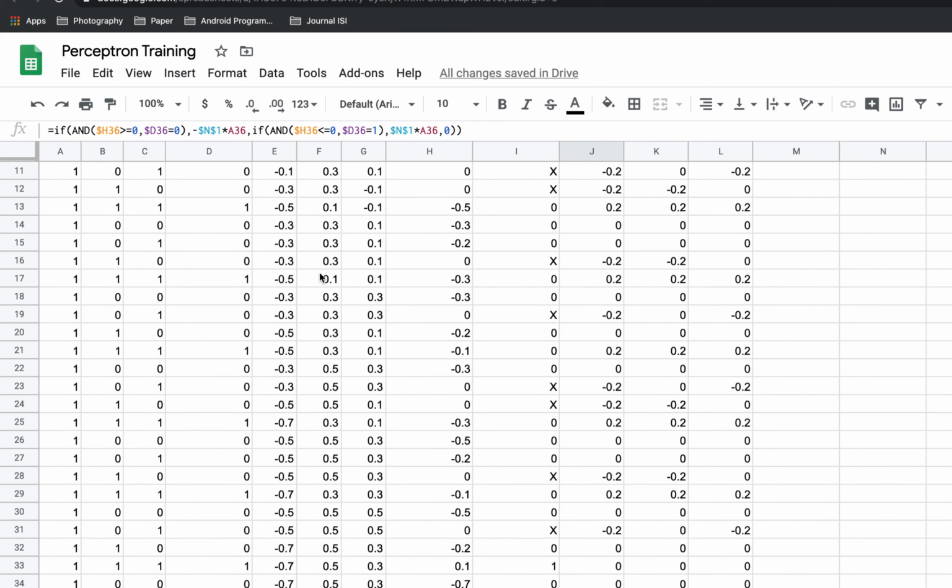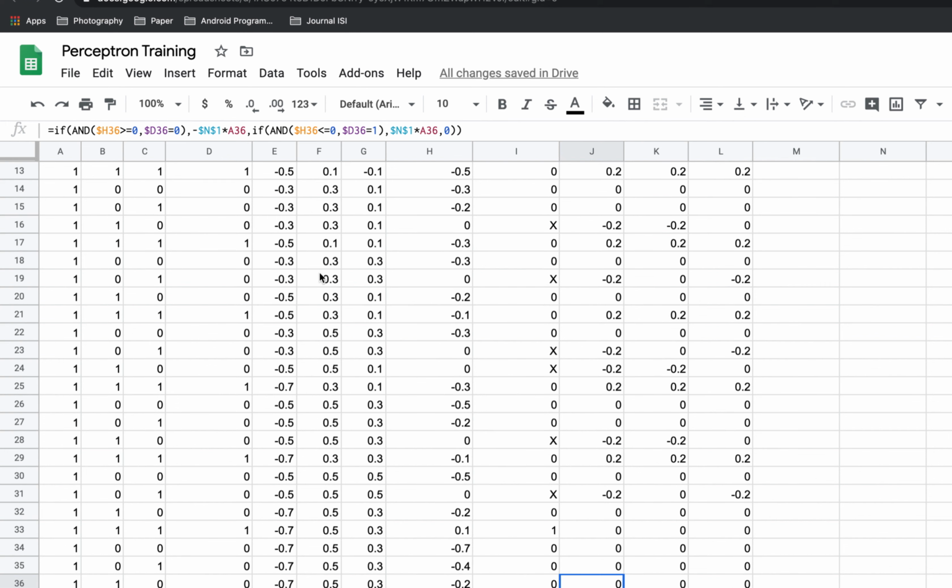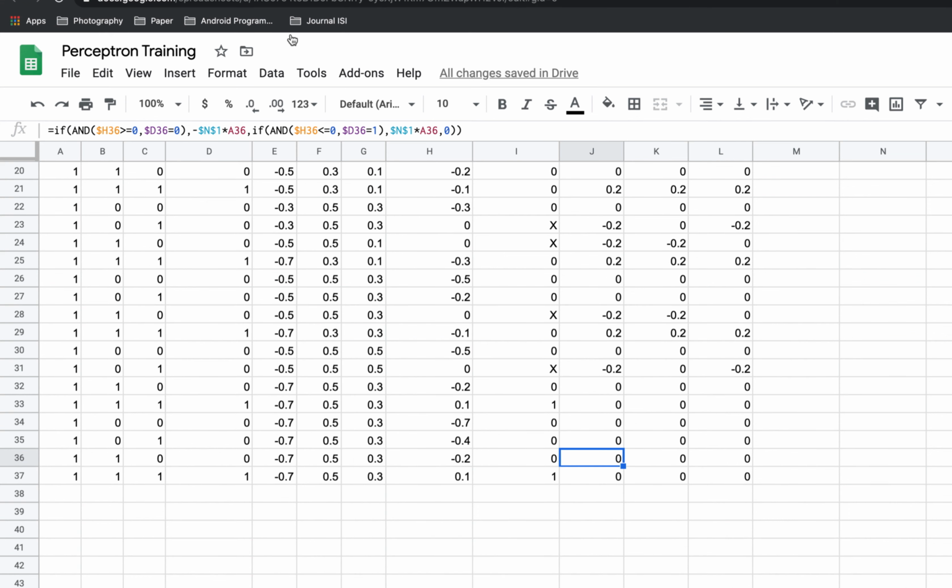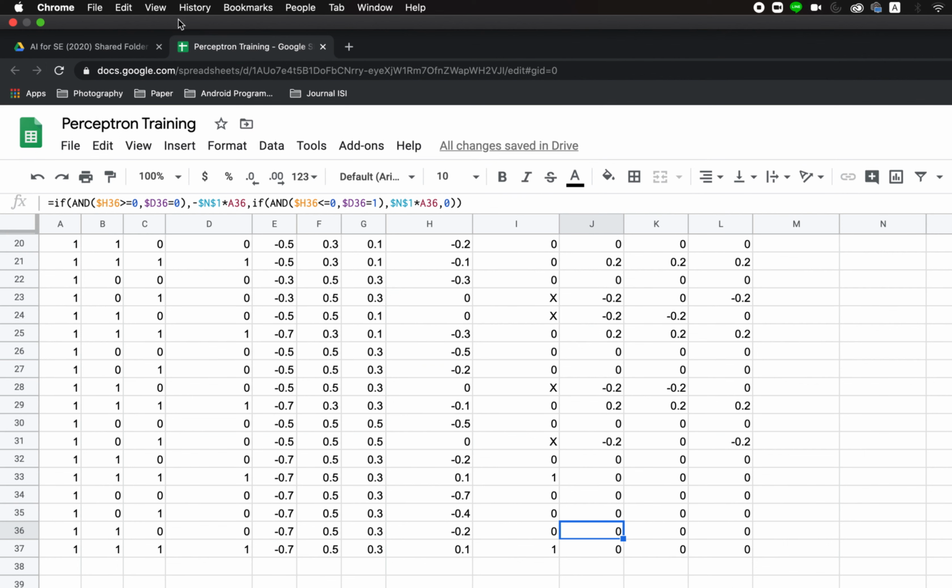Okay, guys, please try to train this by hand, or if you want to use a calculator, you can use this spreadsheet. See you in the next video clip, and I'll show you how we can train another kind of perceptron.